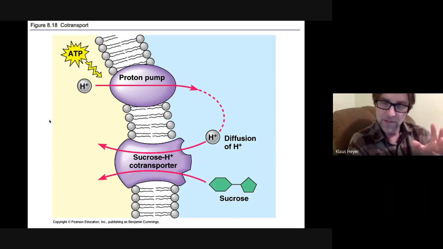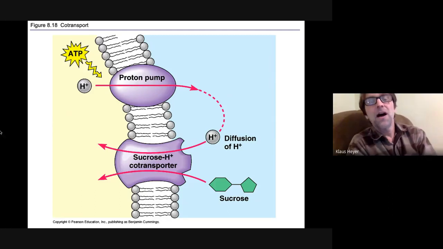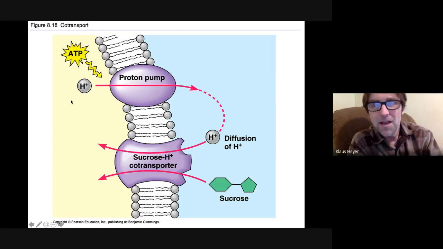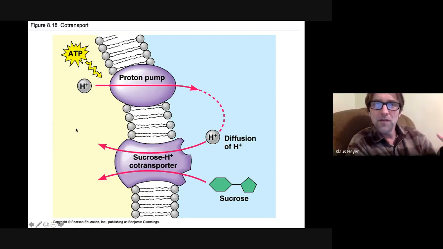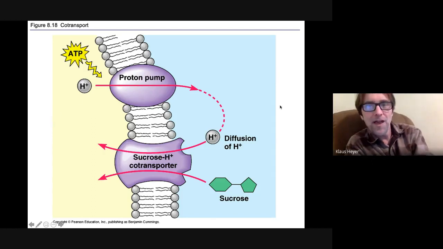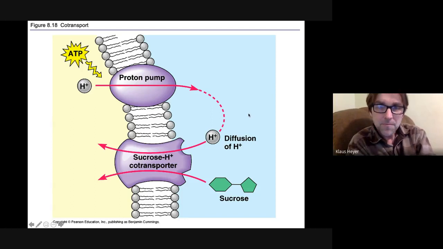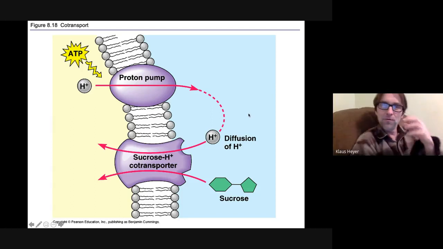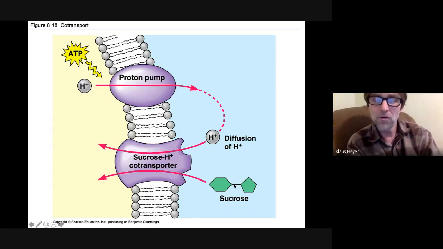There's no movement. But what I'm going to do is take the 100 protons inside and pump them all out. So that's active transport, right? Because at the end of this, I'm going to end up with 200 protons outside and no protons inside. So that's what your body will do. It'll pump these protons out. I'm doing it for a reason, because I want to get sucrose inside.